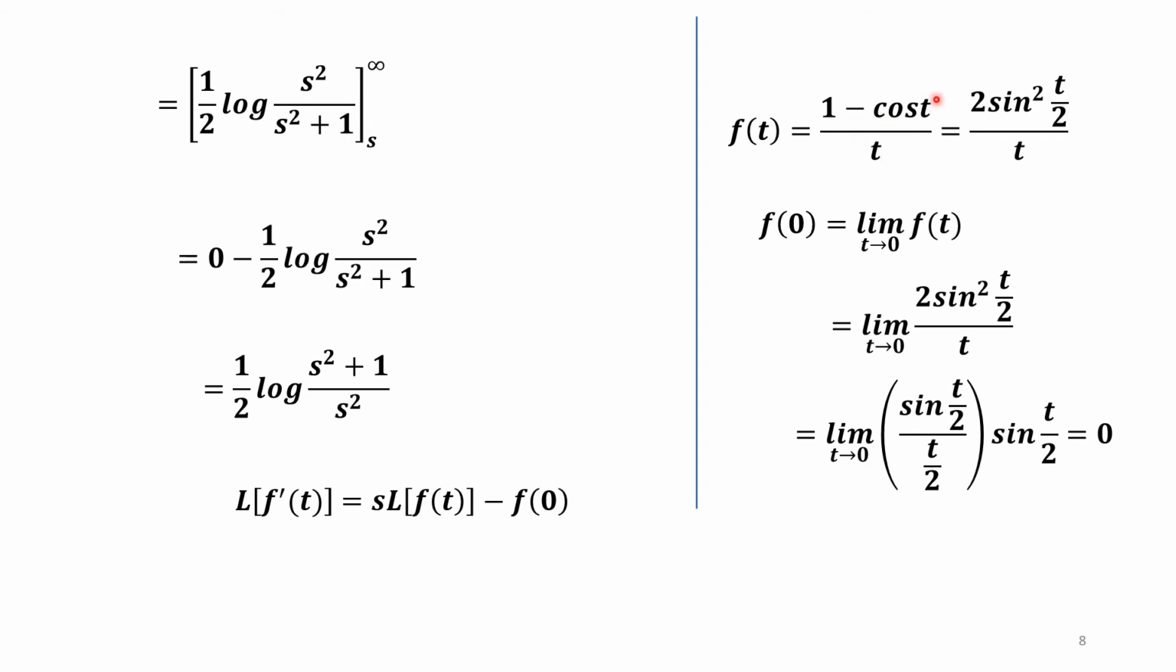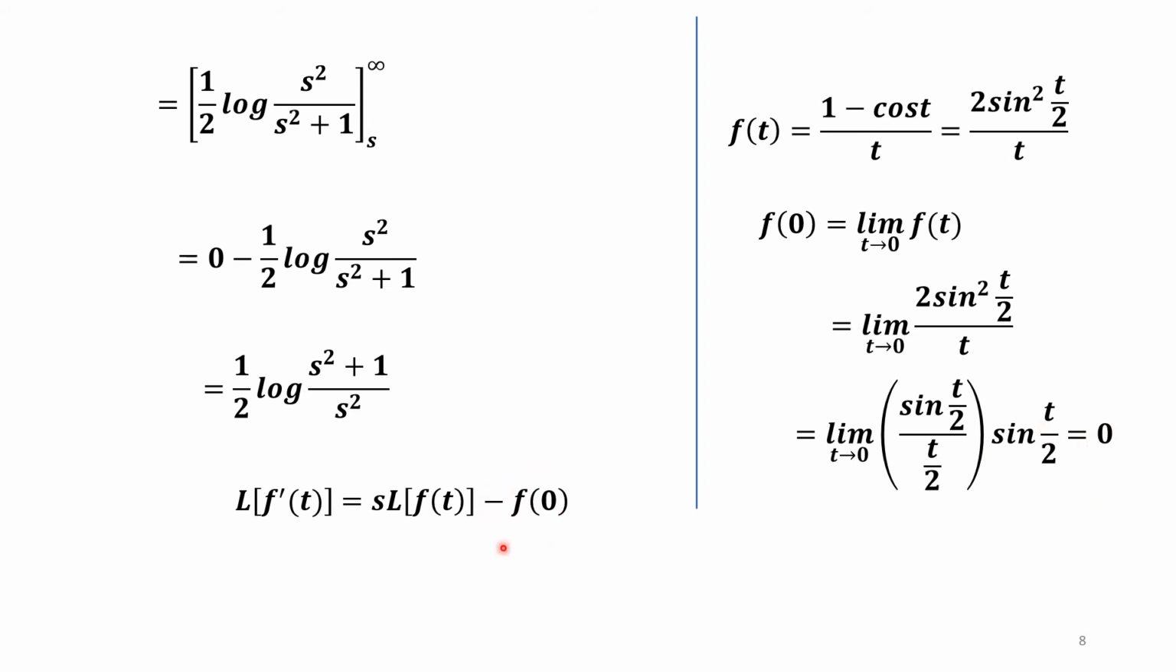So now making use of the trigonometric formulas, 1 minus cos theta is 2 sine square theta by 2. And then we are going to make use of the formula limit t tending to 0 sine t by 2 upon t by 2. So to get t by 2 in the denominator, I am adjusting this 2 in the denominator and writing this as sine t by 2 upon t by 2 into sine t by 2. Now apply the limit as t tending to 0. First term will become 1, second term will become 0. So the answer is equal to 0.